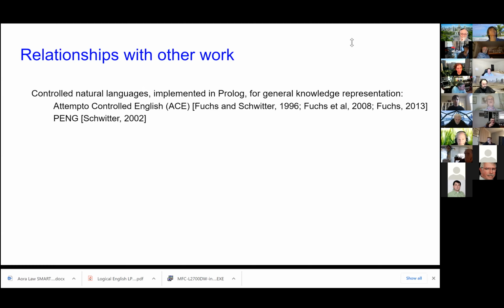Well, first of all, there is related work, and the closest related work is in the field of controlled natural languages, which are implemented in Prolog, starting with ACE, developed primarily by Norbert Fuchs, and followed up by his student Schwitter.